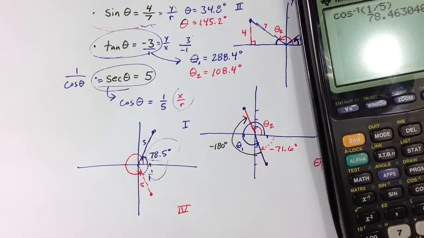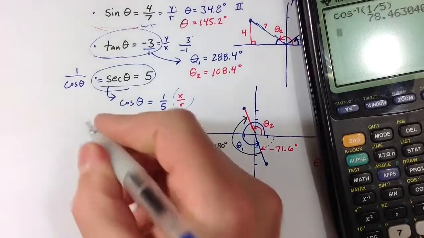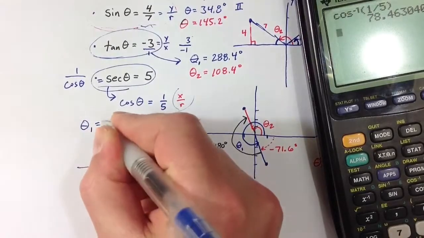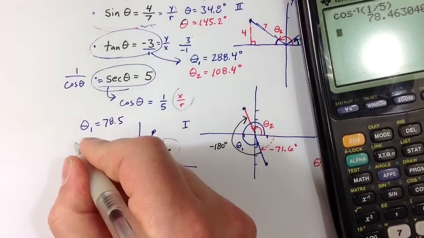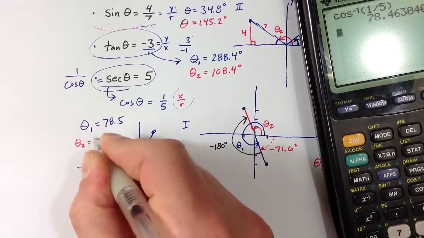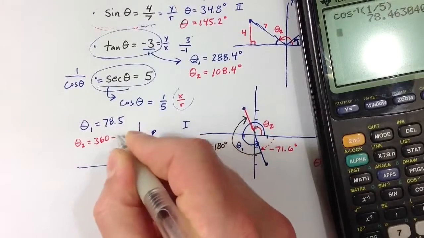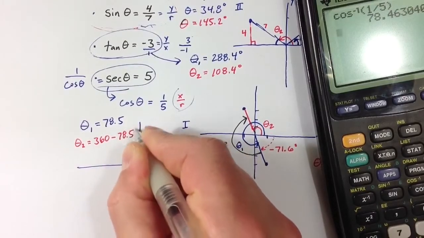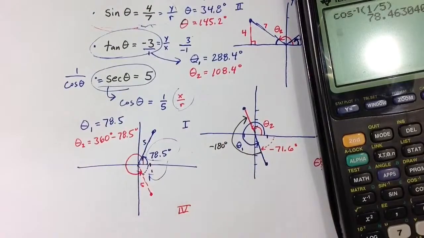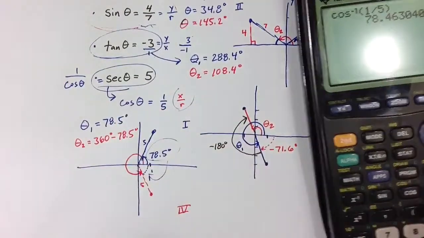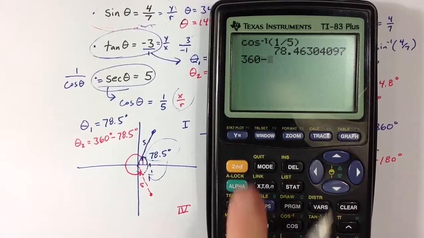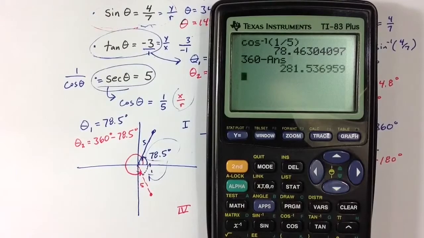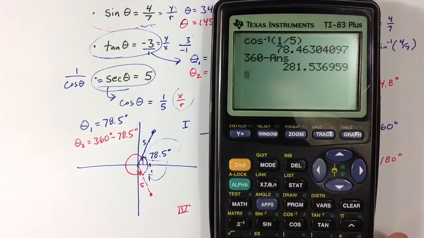And so to get our second angle, we just found that theta 1 equals 78.5. Theta 2 is going to be 360 minus 78.5 degrees. And so I could take 360 and subtract that answer that we just found, and we get 281.5.